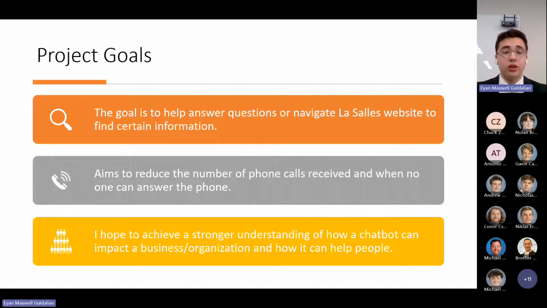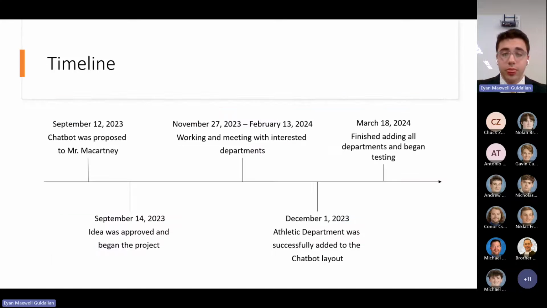As a lab manager, I was down there in the lab sometimes. I would notice how we'd have parents calling about stuff that is not related to the IT department in any possible way, but we just have to get that call and we would answer them. So that's what led me to this project. And lastly, I wanted to achieve a strong understanding of how a chatbot actually works and how it can impact a business and organization and how it can also impact other people.